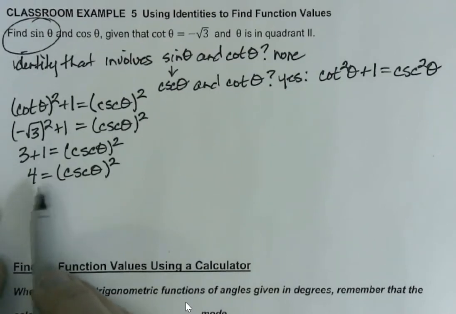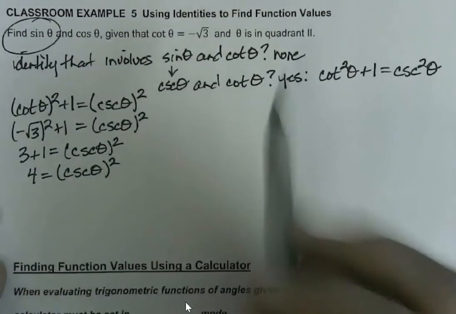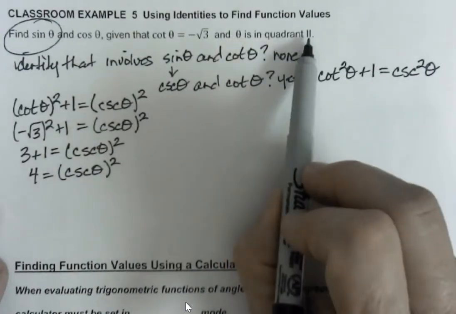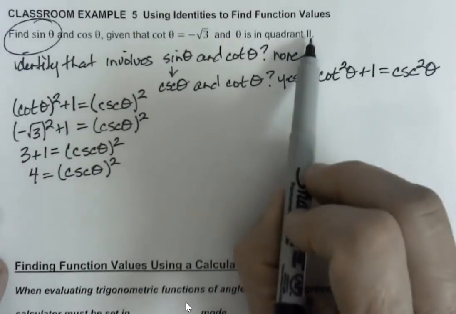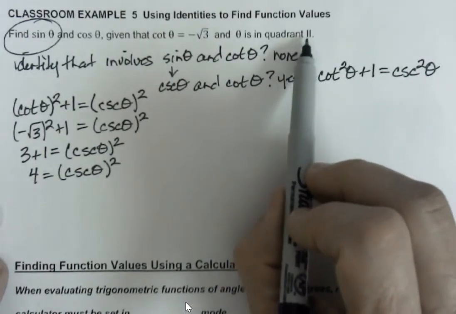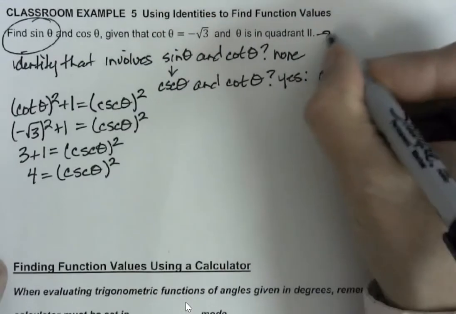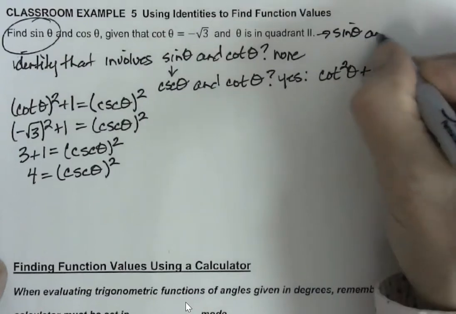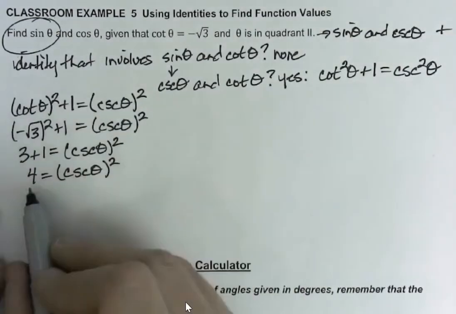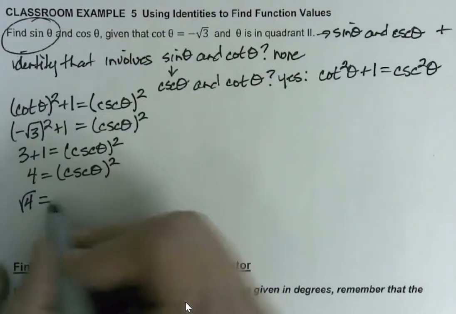So we're going to have to figure out whether cosecant of theta in this situation is going to be negative or positive. So let's go back to the information in our problem. It said that theta is in quadrant 2. In quadrant 2, remember, the function that's positive is sine. That means that cosecant is also positive. So in quadrant 2, sine theta and cosecant theta are positive. So when we take the square root of each side, we're just going to take the positive square root on this side.